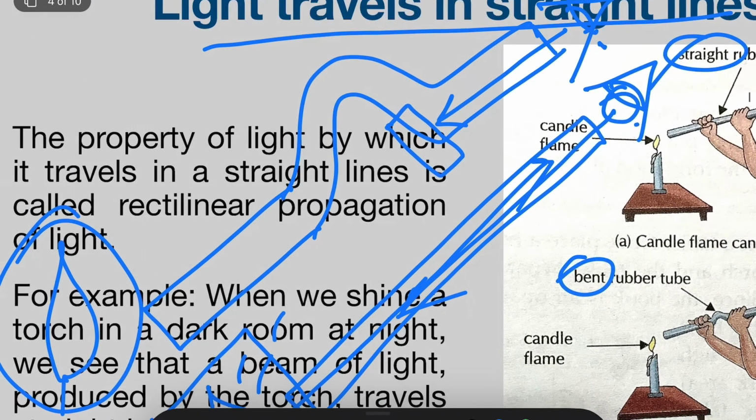But in case of the bent one, what happens is that since light travels in a straight path, as it goes through this rubber tube, it gets blocked in this area. Hence, it could not reach our eye. That's why we are not able to see the candle flame burning. So by this simple logic, we can conclude that light travels in a straight line. It doesn't bend on its own.